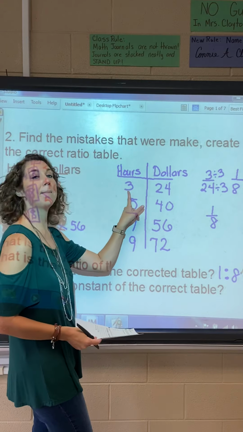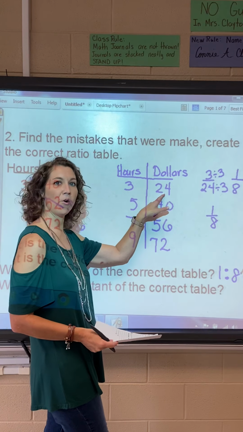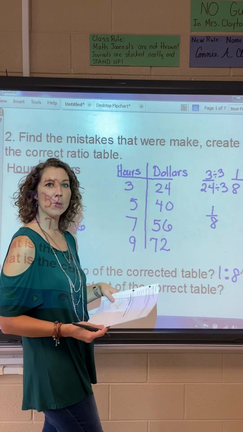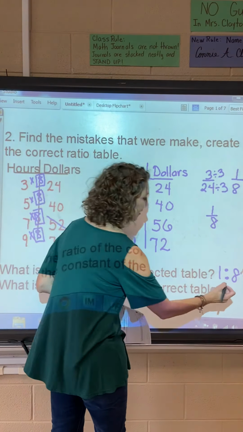Okay, second question says, what is the constant of the corrected table? The constant, what did I multiply 3 by to get 24? What did I multiply 5 by to get 40? The constant was 8.